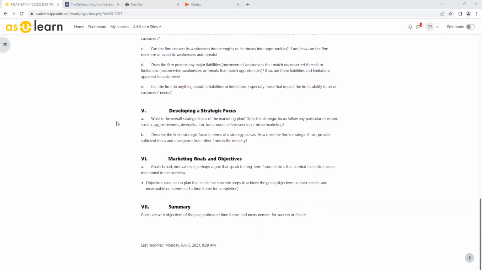Now, if you notice, I do not list implementation and control. Don't need that. I want to just see these things and then conclude with the objectives, the estimated time frame, and what is going to be your measurement for success and failure.